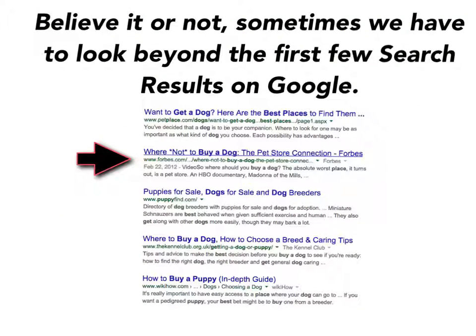So going back, believe it or not, sometimes we have to look beyond the first few search results on Google. So I'm going to scroll down past those top 4 and see if anything stands out to me. Now here, where the arrow is pointing, I see that there's an article from Forbes magazine. I've heard of Forbes before. It's an international magazine with a wide audience. It seems like it would be a reputable source. So I'm going to click on that article, Where Not to Buy a Dog, and see where that leads me.